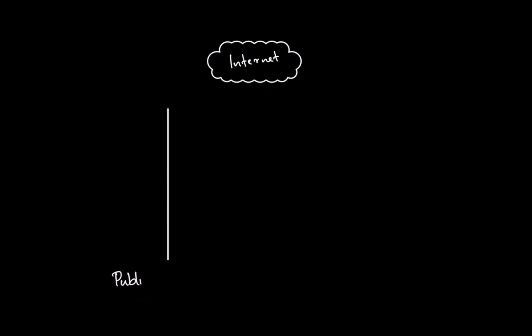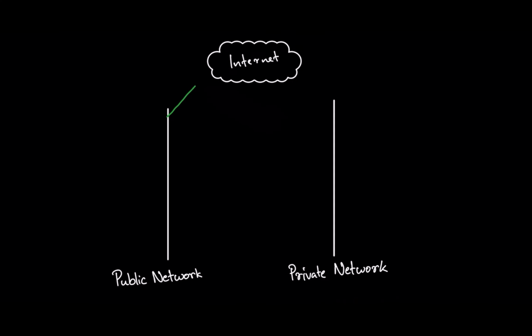Let's just see the overview of what we are going to do in this video. We have internet here. Let's just draw a line here, which denotes OVH's public network. I'm drawing another line here, which is for OVH's private network. The public network has internet access. Any server connected to the public network is exposed to the internet.